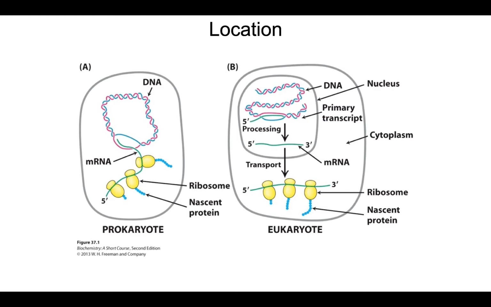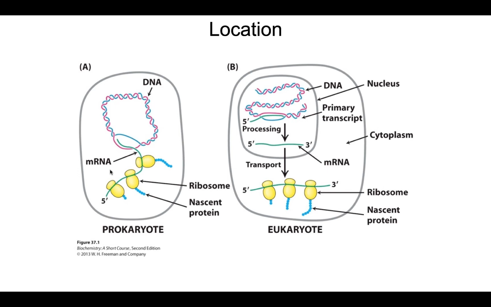In this video, we're going to talk about transcription as it occurs in eukaryotic cells. Let's take a look at some differences between transcription in eukaryotes and transcription in prokaryotes. In prokaryotes, transcription occurs just within the cell itself. There is no nucleus, and so transcription occurs in the same place that translation occurs.